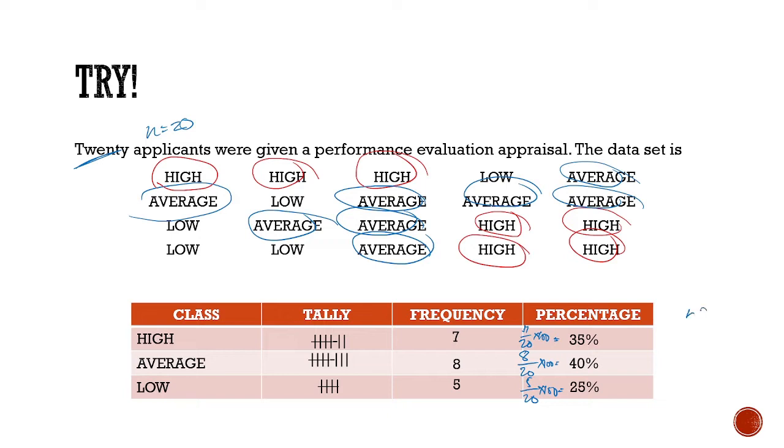We can actually add another column here if you want. You can add the relative frequency. By relative frequency, that will be just 7 divided by 20, so that is 0.35. And also, we have here 8 divided by 20, that will be 0.40. And for this one, 5 divided by 20 will have 0.25. So the important thing you need to remember when you are to add the percentages, this must be equal to 100. And for the RF, this should be equal to 1.00.